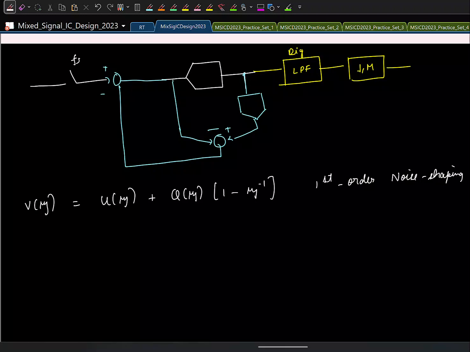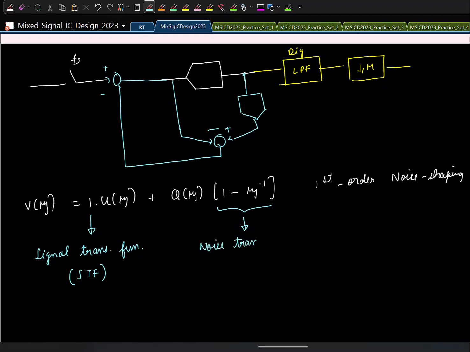So now some terminologies for you to remember. Let's say the input is multiplied by 1, times Q of Z, right? So this thing that multiplies the input is referred to as signal transfer function, abbreviated as STF. And this thing that multiplies the noise, what will I call this? One is signal transfer function. It's a matter of fact, no complications there. The other is referred to as NTF.